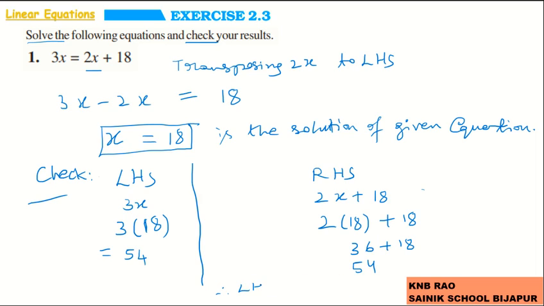Therefore, left hand side equals right hand side, where the value obtained in the left hand side on substituting the value of a variable is equal to the value obtained in the right hand side after substituting the value of the variable, the solution of the variable. This is what checking is all about. Okay. Now, we will see a few more questions.